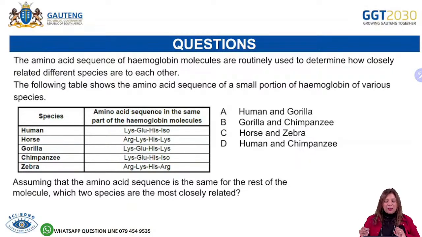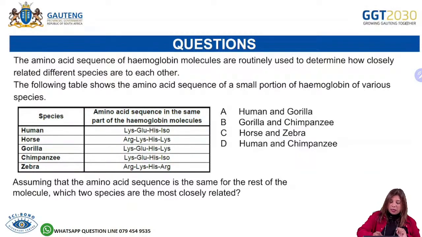So let's read. The amino acid sequence of the hemoglobin molecules. Hemoglobin we learned in grade 10, remember? In the blood. Are routinely used to determine how closely related different species are to each other. So we also use blood to determine that. The following table shows amino acid sequence of a small portion of hemoglobin of various organisms.